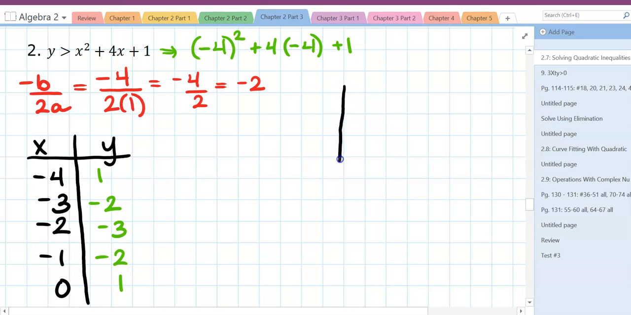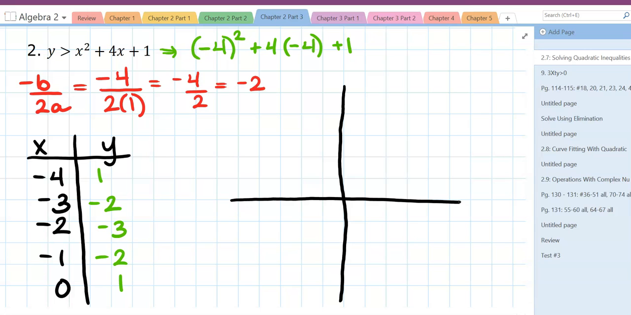If you're not getting those numbers, you need to check how you typed it into your calculator. Because it could be that you didn't use parentheses, or maybe you switched a sign. It's super easy to switch a sign accidentally from like positive to negative. It happens all the time. All right, so now let's graph these points.